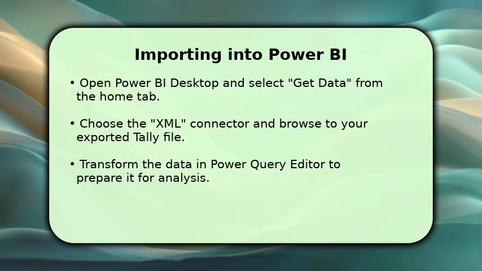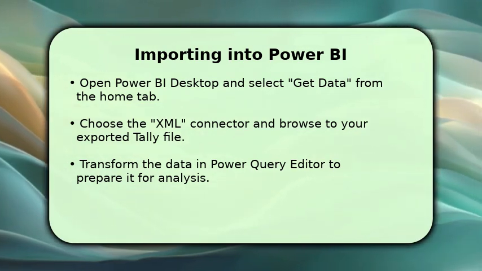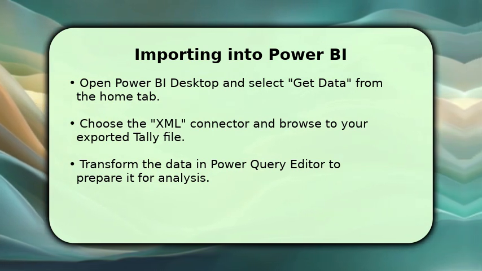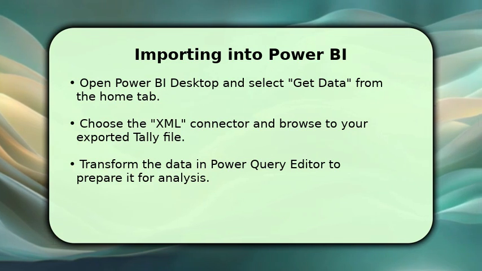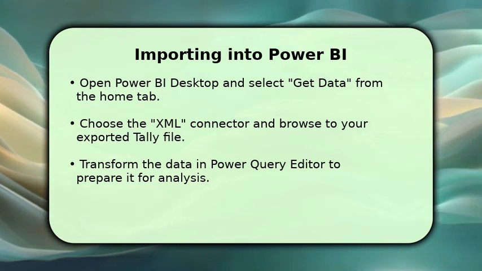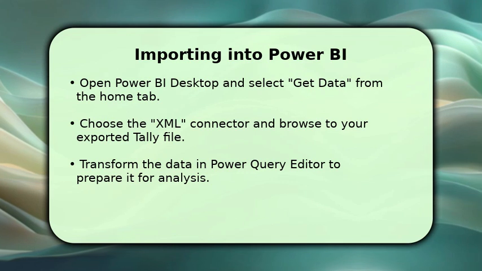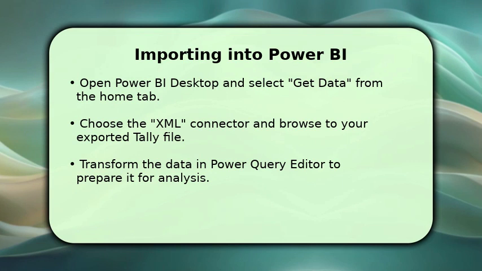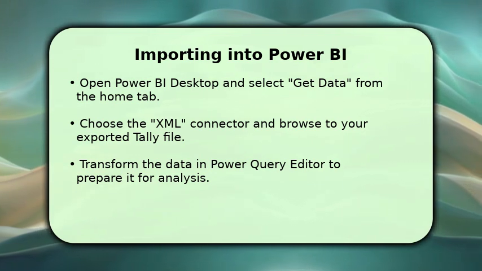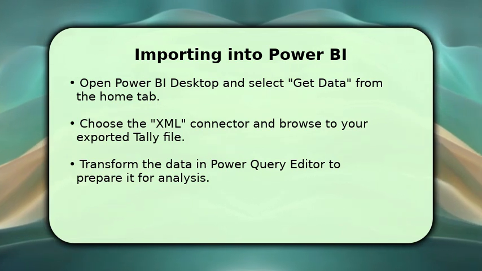Once you have your XML file, open Power BI Desktop and select Get Data from the Home tab. Choose the XML connector and then locate your exported Tally file. Power BI will then display the data in the Power Query editor. Here, you can perform essential transformations, such as removing unnecessary columns, renaming fields, or changing data types, to ensure your data is clean and ready for building insightful reports and dashboards.